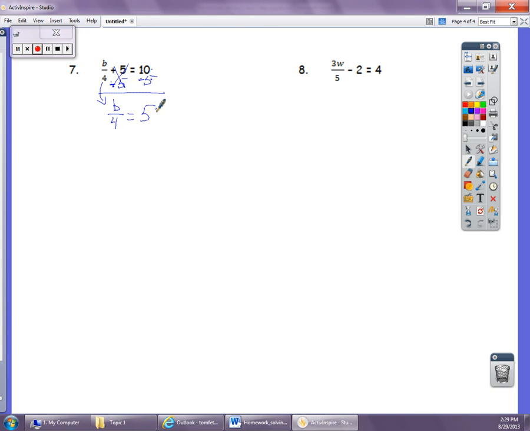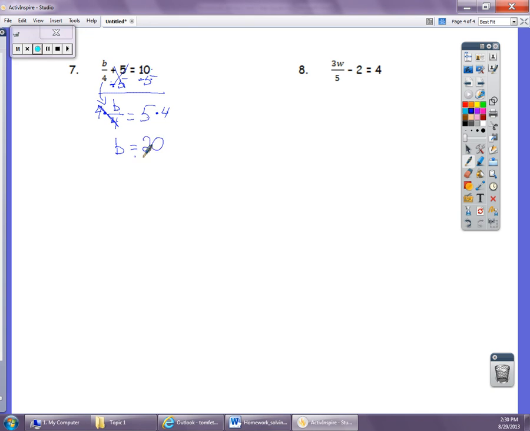And now since we're dividing, well, the opposite of division is multiplication. So we want to get rid of that 4. So since it's b divided by 4, we need to multiply both sides by 4. So the 4's are going to cross off, and I'm just left with b. So b is equal to 5 times 4. 5 times 4 is 20.